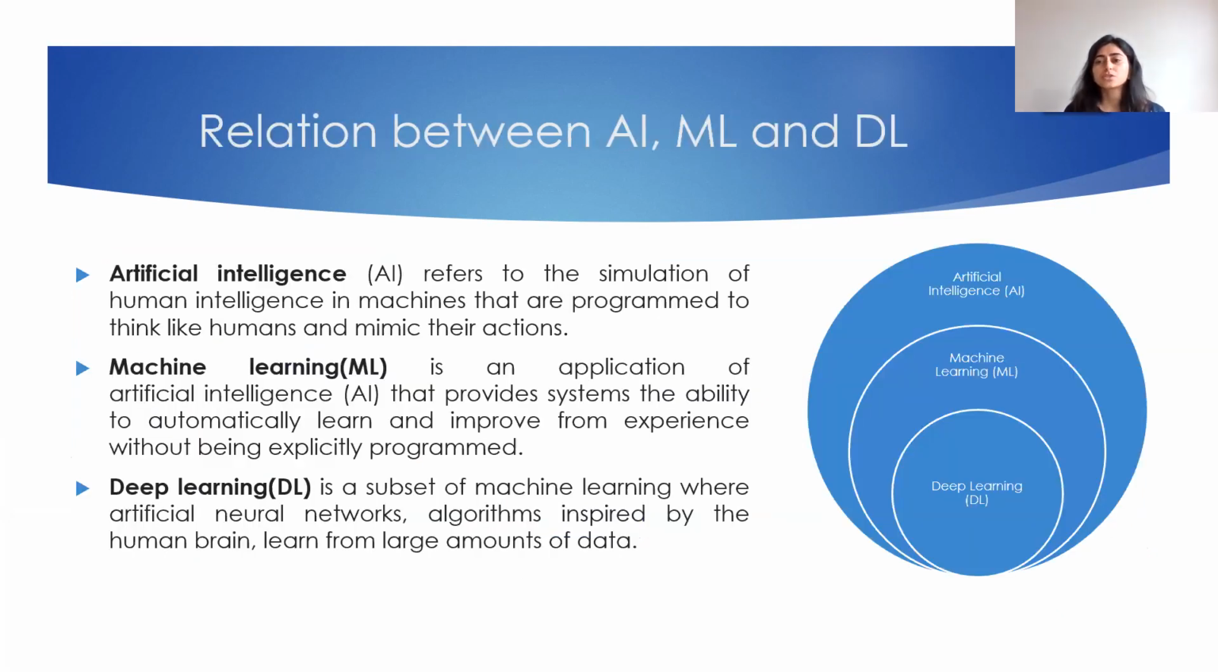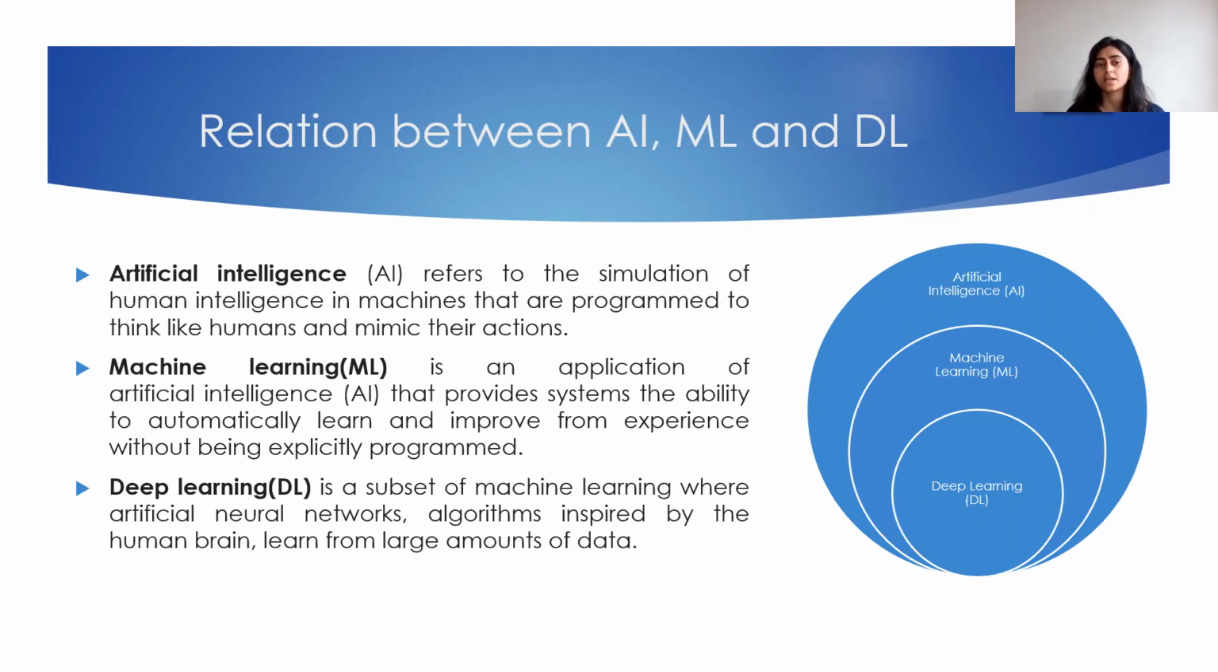First of all, we should know what exactly is the relation between AI, ML, and DL. AI is artificial intelligence, ML is machine learning, and DL is deep learning. As we can see from this picture, it gives a very clear connection between AI, ML, and deep learning. AI is the broader area, machine learning is a part of AI, and deep learning is a part of machine learning. So deep learning is a subset of machine learning, and machine learning is a part of AI.